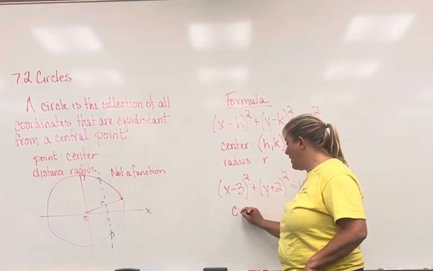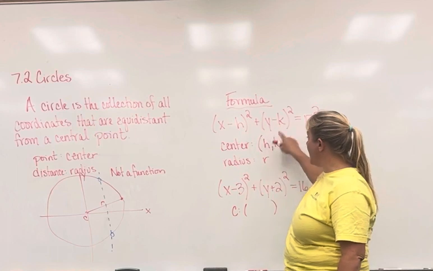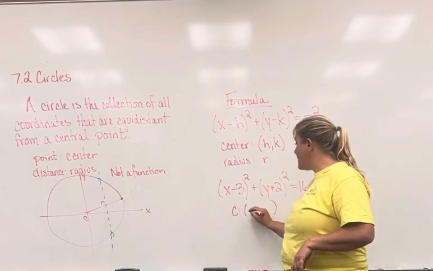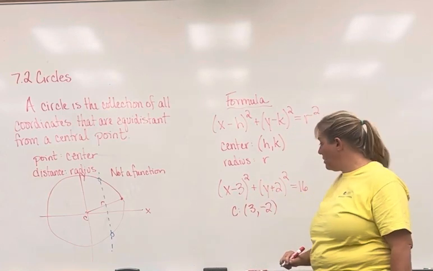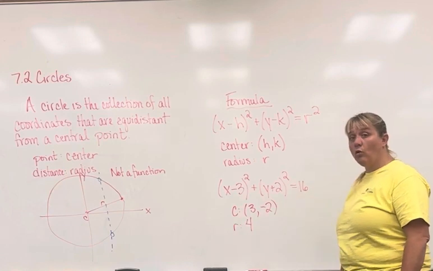So the center here, and what I want you to notice up here is this is a minus h and a minus k, but it says (h, k). So we have to flip the signs. So our center is going to be (3, -2). And our radius is going to be 4.